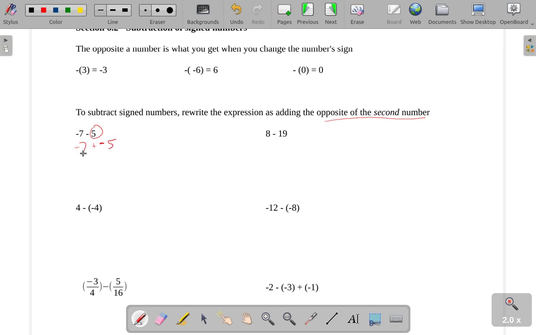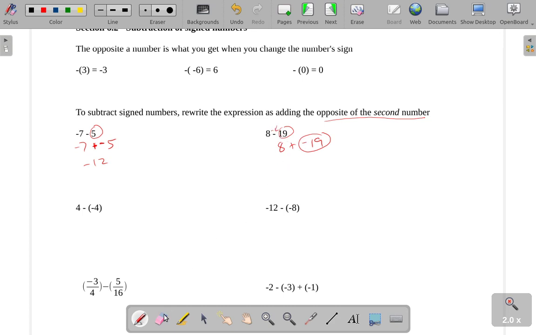So negative 7 plus negative 5, these are two negative numbers. When I add them together, I end up with, well, 5 plus 7 is 12. I end up with negative 12. All right, 8 minus 19, this is 8 plus a negative 19, so this is my subtraction. This is my second number, so you can see I changed my second number to a negative 19 by changing this to addition.